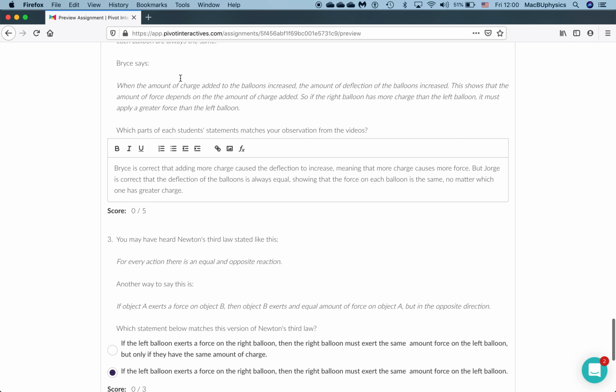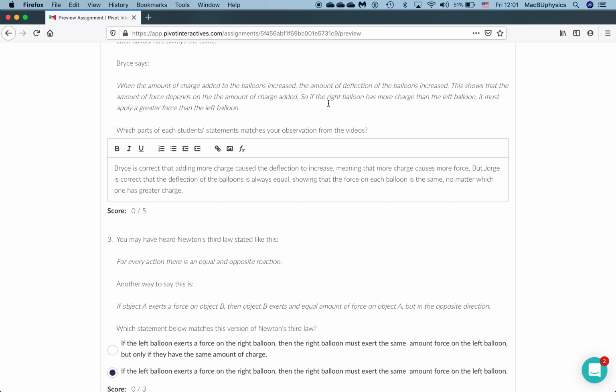Bryce says, now this is a little bit trickier. When the amount of charge added, the amount of deflection is increased. Correct. That shows that the amount of force depends on the amount of charge. And now the statement should just be stopped. That's what it says. That's what the law says. The amount of force depends on the amount of charge, period. Added, subtracted, doesn't make much difference anymore.